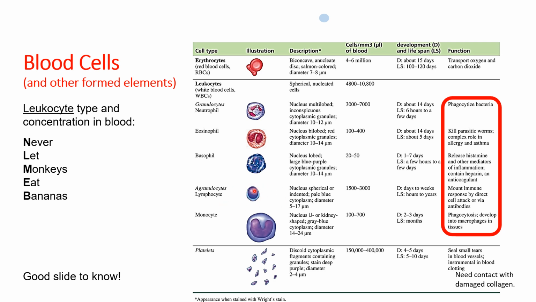Agranulocytes, these are lymphocytes, right? They're really about what we would call acquired immunity. That is to say, you have to be exposed to something. And when you're exposed to something, these lymphocytes will develop in special ways in order to respond to that specific type of invasion. That's where we get antibodies.